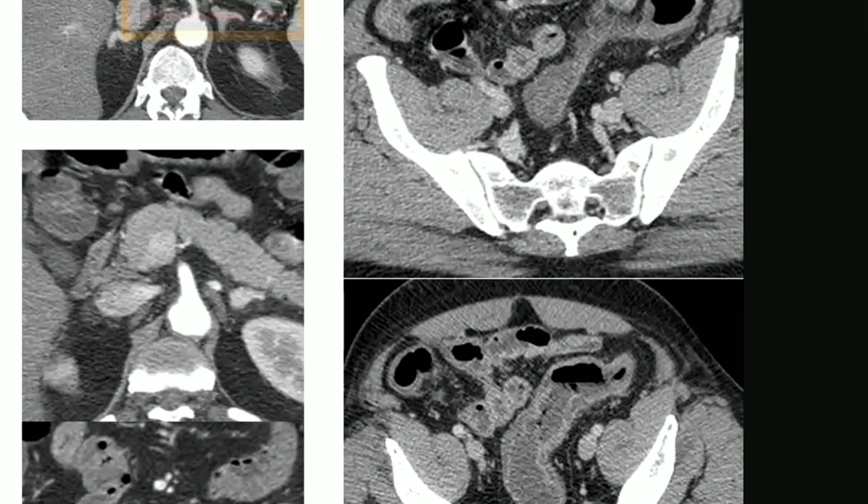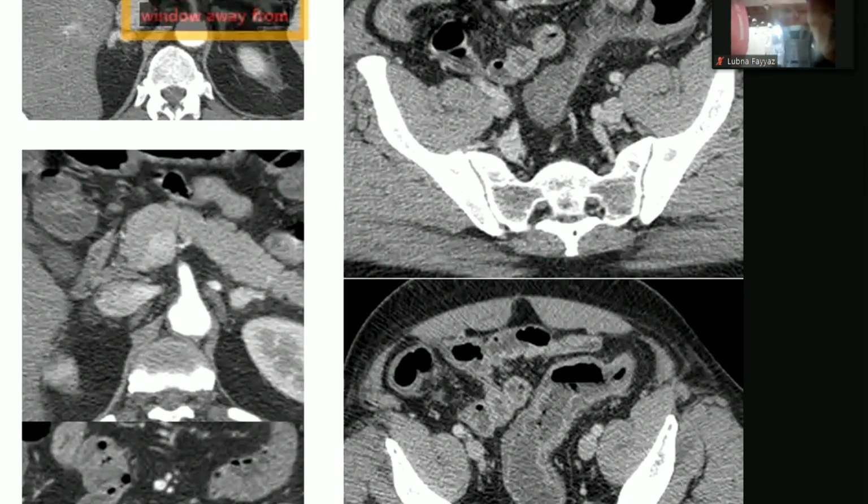Point out the thrombus for them. Perfect. This is the inferior mesenteric artery, the last branch of the aorta, and it's usually very small. So you have to be very careful in evaluating the inferior mesenteric artery. But here, you don't see any enhancement.